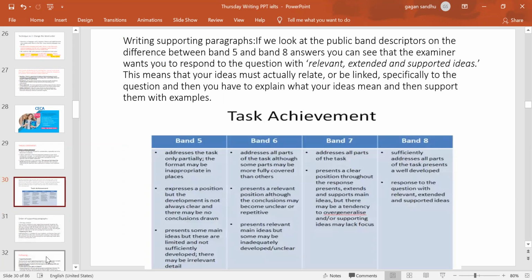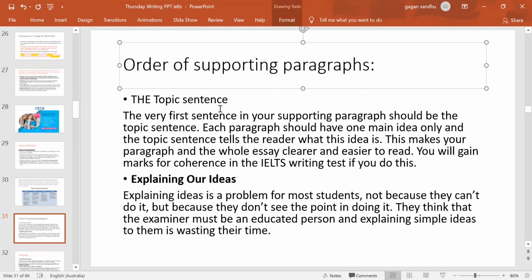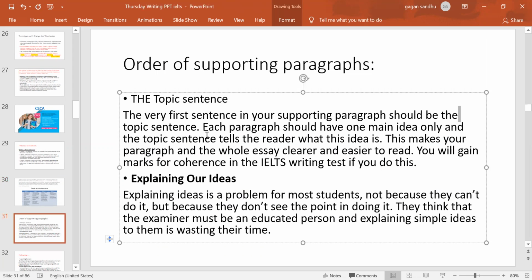This slide I'll discuss at last, right? Now, this is the order of the supporting paragraphs. We call them main body paragraphs, right? The main body paragraph, as I told you, starts with the topic sentence, because the topic sentence tells what this paragraph is going to be about. This is about the global warming issue. This is about the human health issue, right? So the very first sentence in your supporting paragraph should be the topic sentence.